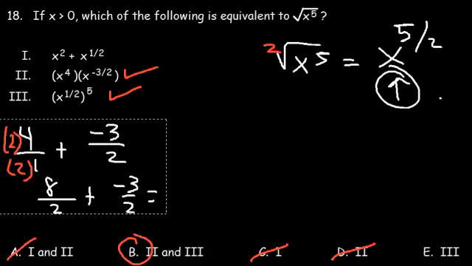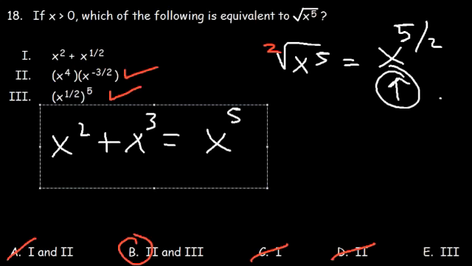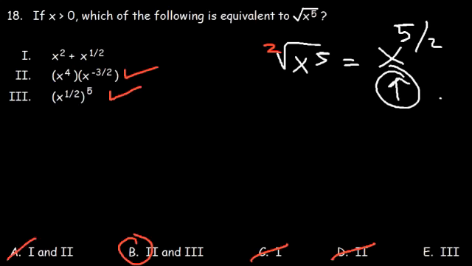Now, number 1 is not true. Let's say if you have x squared plus x cubed, this will not equal x to the 5th power. You can't add unlike terms. So x squared plus x to the 1/2 does not equal x to the 5 over 2, but let's prove it. So let's plug in a test point. Let's plug in 2 for x. Actually, not 2, let's plug in 4.